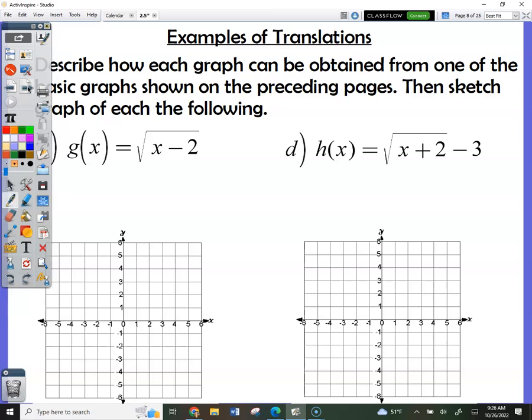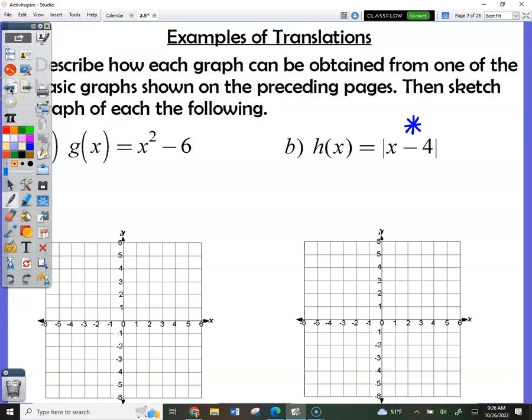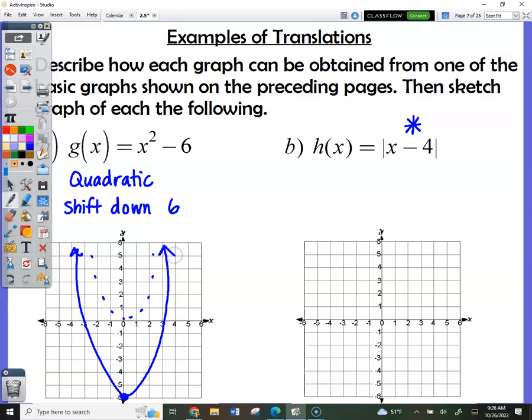I am going to put what I wanted on those. I know the bell's probably going to ring. This is what I wanted. This is quadratic. Shift down 6. So the mother function is right here, and it's going down 6.